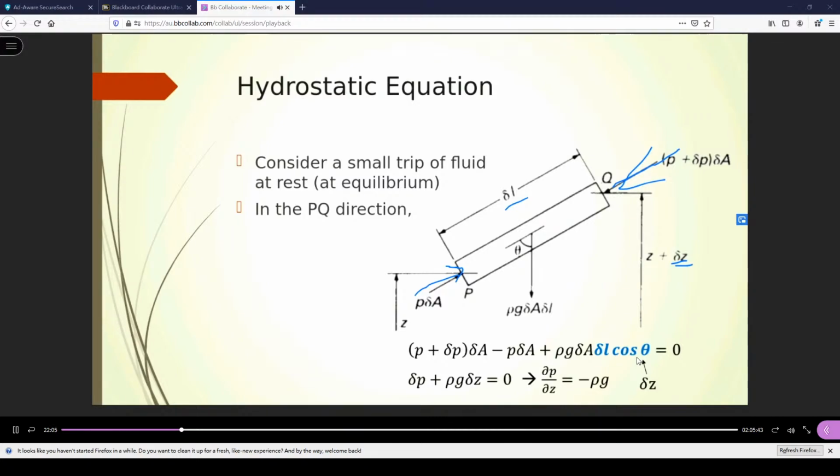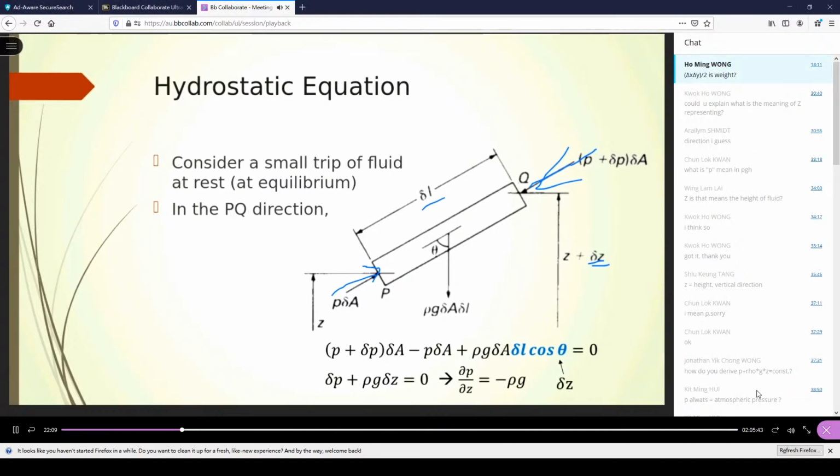So what are we going to do? Force balance, right? Now we are looking at the force balance along the PQ direction. This is the force acting downwards. So we consider the force at Q first.